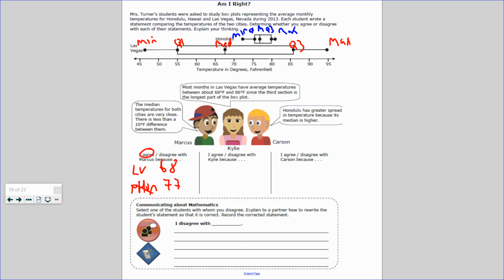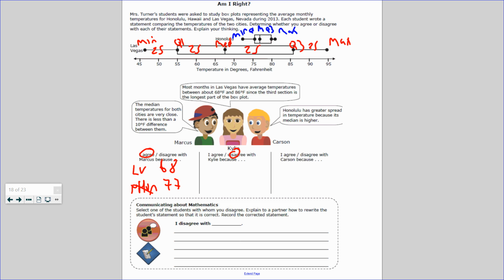Kylie said, most months in Las Vegas have average temperatures between 68 and 86. So here's 68 to 86, since the third section is the longest. Wait, first of all, if you remember right, each quartile is worth 25%. Even though this is the longest part, it's only 25%. That means 3 out of 12 months, or 1/4 of the year, goes from here. So I disagree with her.